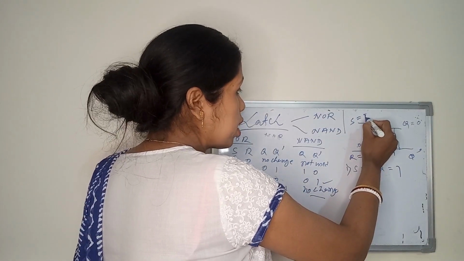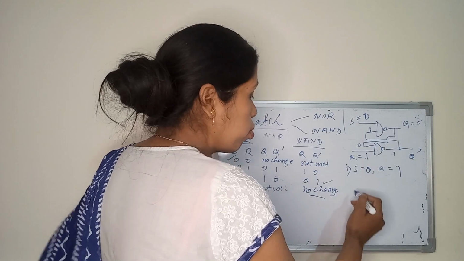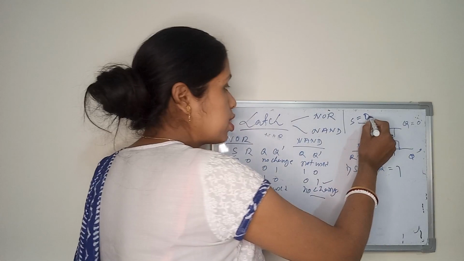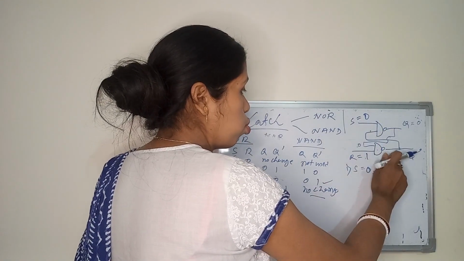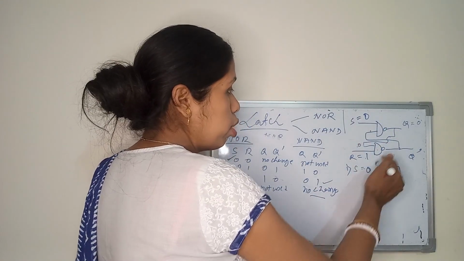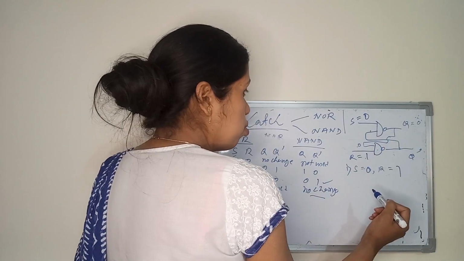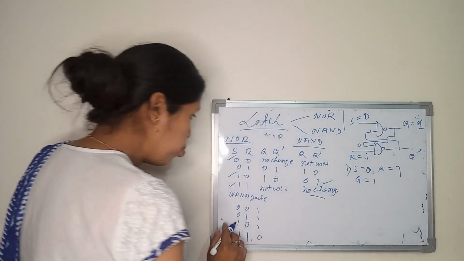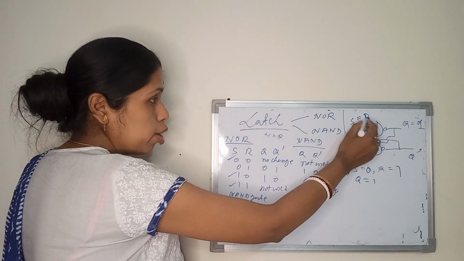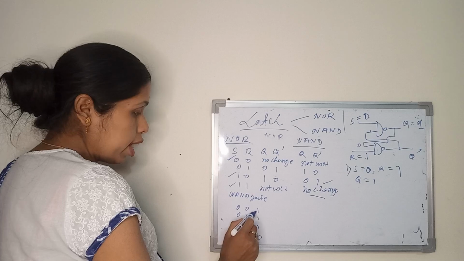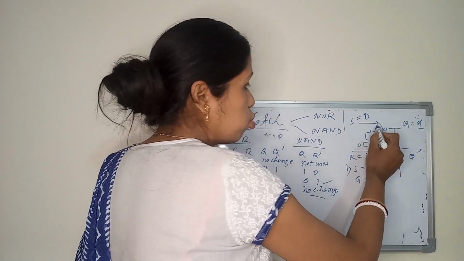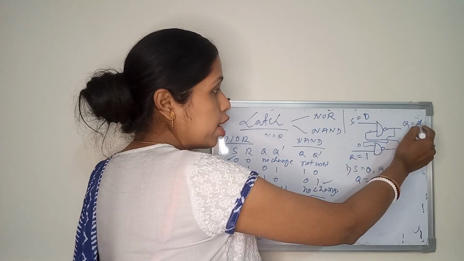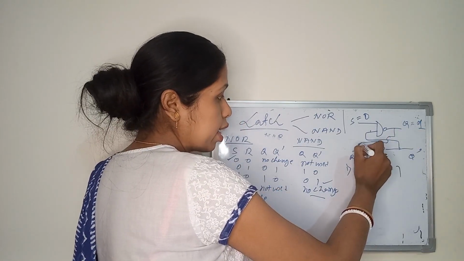So here S is equal to 0, R is equal to 1. From the truth table, if any input is 0, the output is 1. If S is 0, any input is 0, so Q will be 1. Any input is 0 in this NAND gate, the output will be 1. My Q is 1. Now I am getting Q as 1. This 1 is entering here.